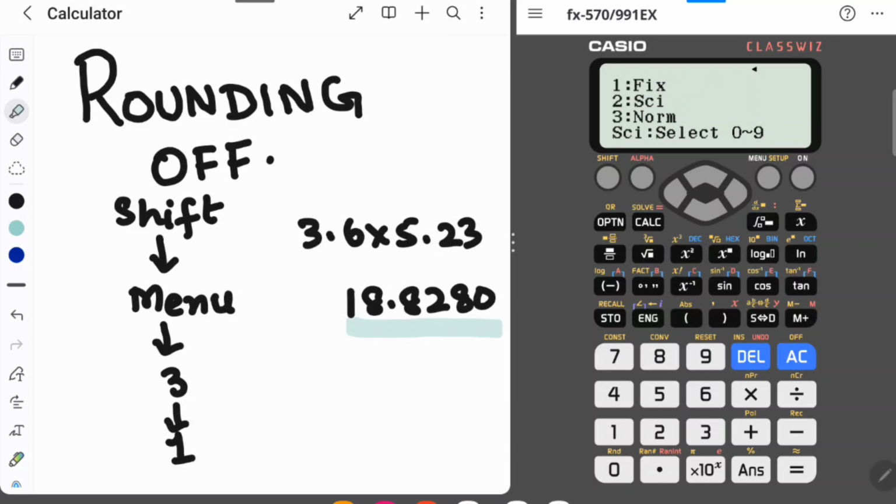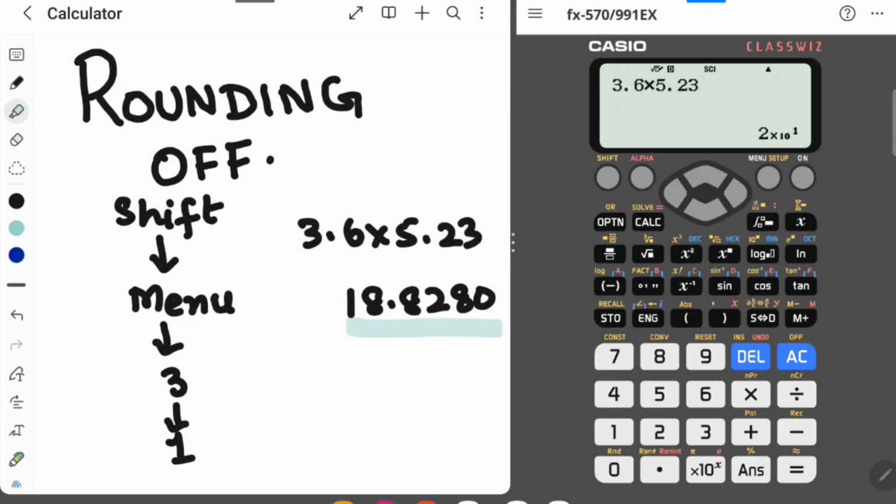For example, if I'm just writing down 1, and then 3.6 into 5.23, you can see your number is coming to one significant figure, which is 2 times 10 to the power 1, because it's 20, and you can see this number is actually 18.820. Whenever we round off to one significant figure, that is 2 times 10 to the power 1. The same number you can do for 2 significant figures also, whatever you want.